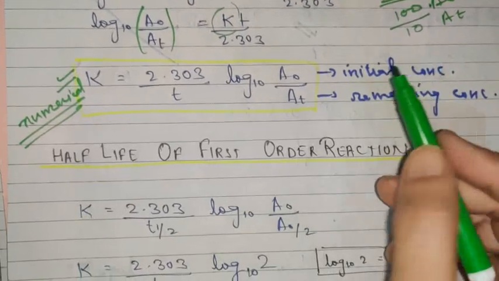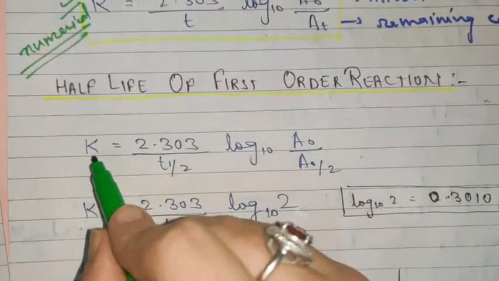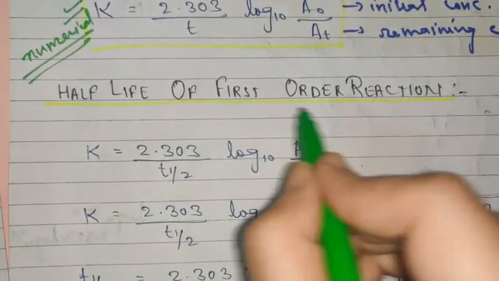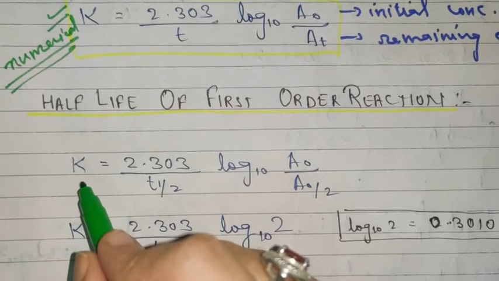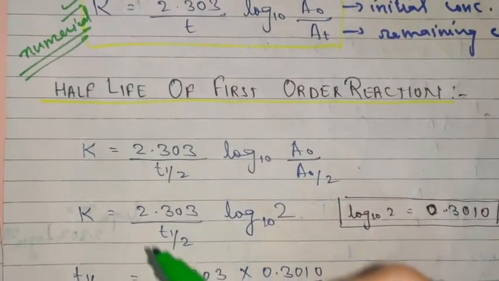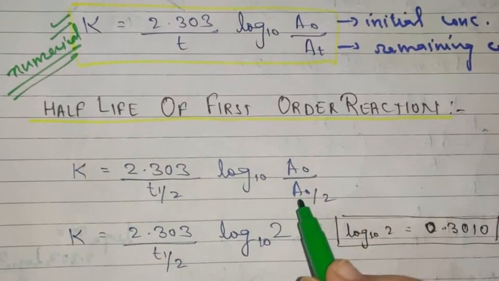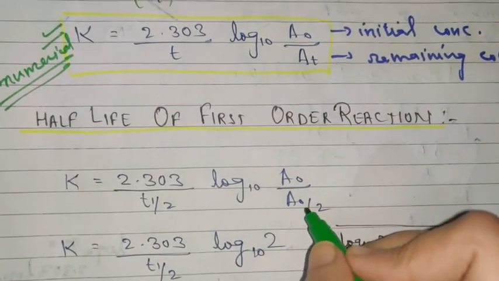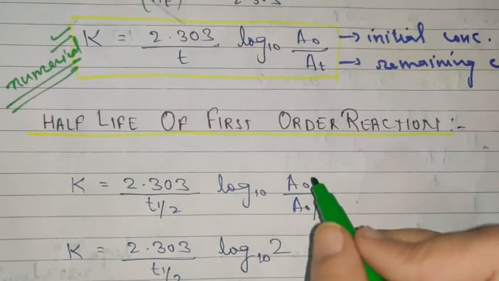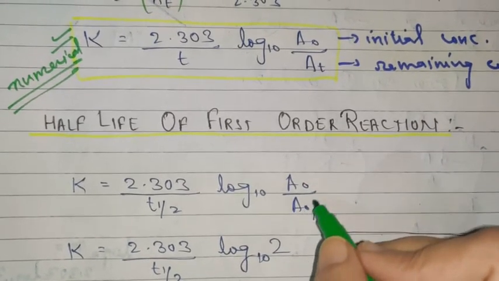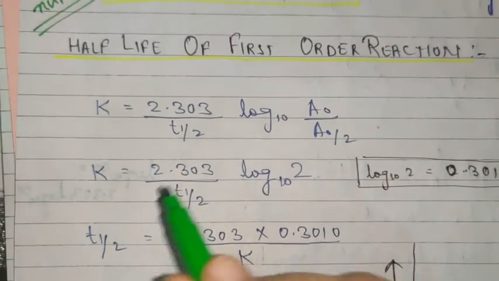Now moving on to the half-life of first order reaction. Since we have learnt the expression for the rate constant of first order reaction, now you have to derive the value of half-life from this expression. For half-life, the leftover concentration will be half of the initial. Initial is A naught, then the remaining will be A naught by 2. So I have substituted the value here.